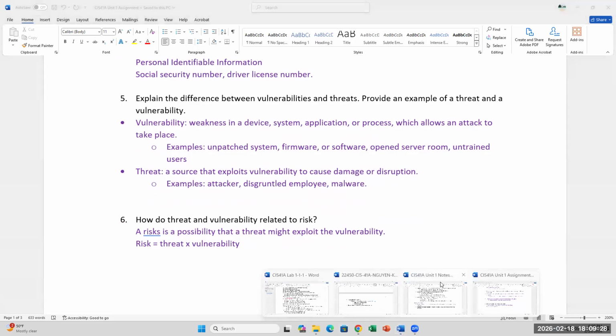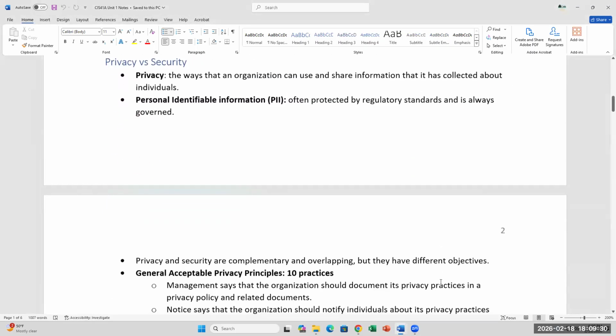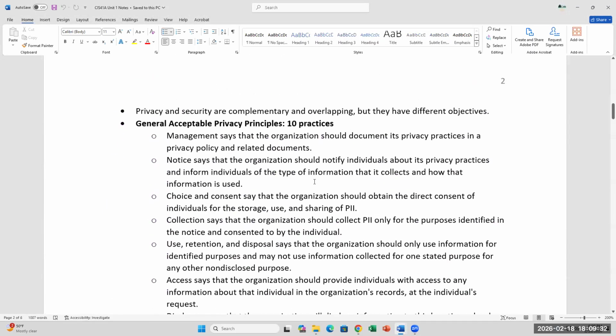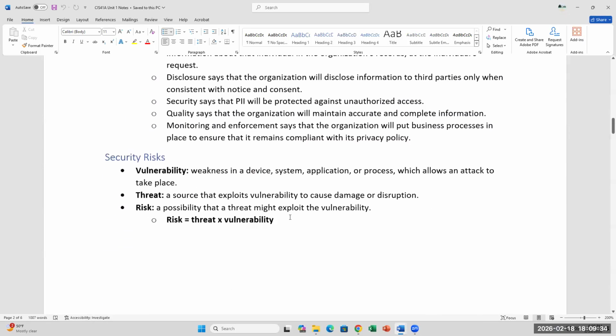Okay, where is this information coming from? So I'm going to come back to this a little bit. Right here, you can find security risk on the bottom of page 2.